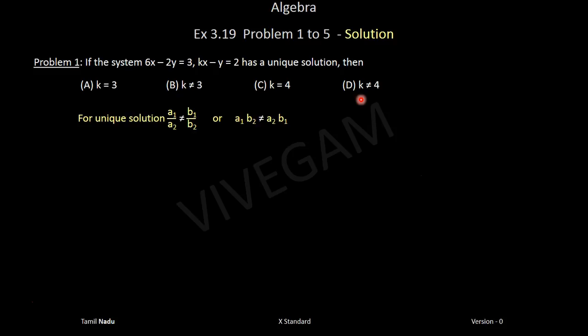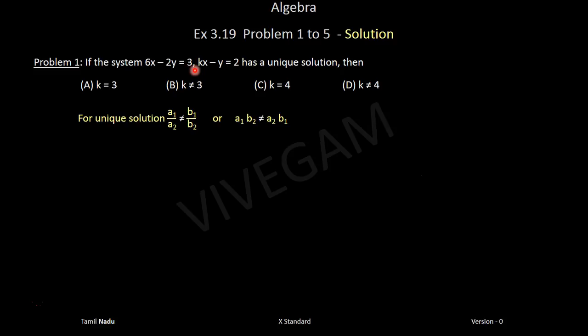So let's first list out. For a unique solution, a1 by a2 is not equal to b1 by b2. This is the condition for unique solution. Or if you cross multiply, what will happen? It will be a1 b2 is not equal to a2 b1. This is the condition for unique solution. And the equation must be in the standard form, ax plus by plus c equal to 0.